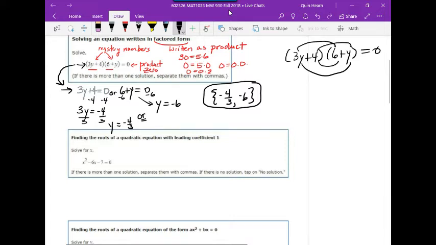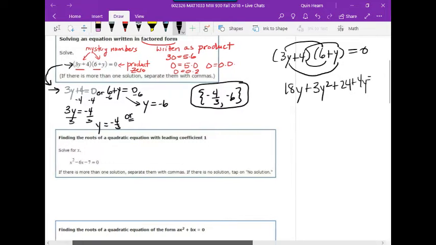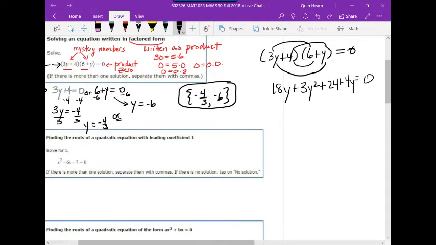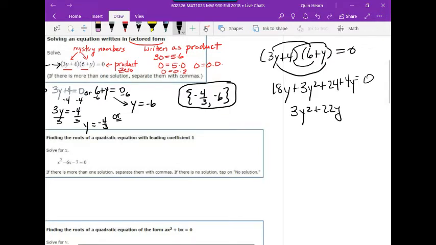So first times first would give us 18y. Outer times outer would give us 3y squared. Inner times inner would give us 24. And last times last would give us 4y. Right? I'm doing the FOILing process. That's how you multiply binomials. And so we would get 3y squared, combining like terms, 18y and 4y would be 22y plus 24 equals 0.